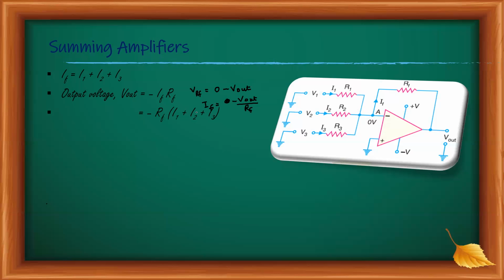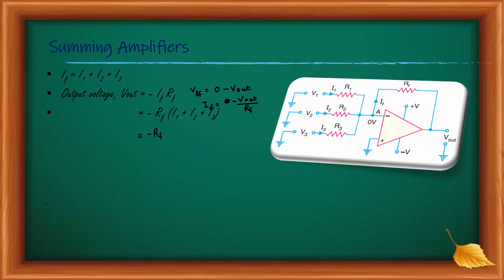We substitute the value of IF as I1 plus I2 plus I3. So we can write it is equal to... I1 must be equal to what? I1 is the current through the resistor R1. Then here the potential is 0. Then the voltage across R1 is V1.